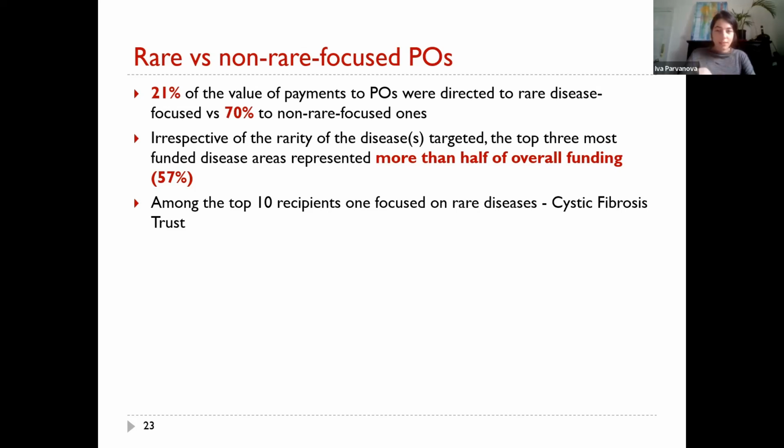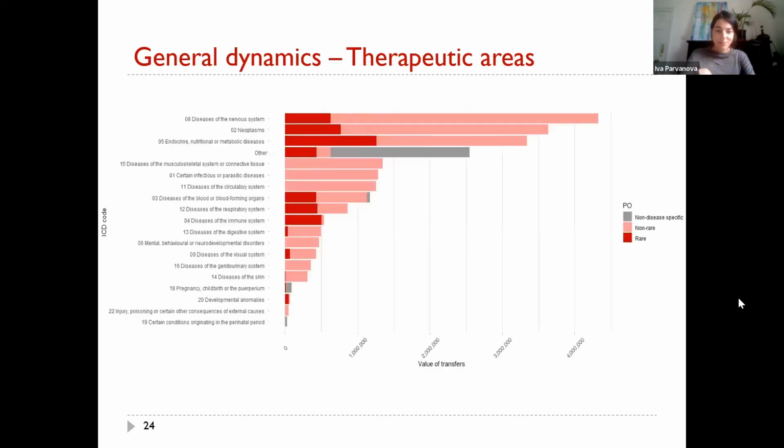What we found, and this is illustrated very well in the next slide, when we looked at specific disease areas, is that irrespective of the rarity of the disease, the top 3 most funded disease areas, which in this case are the diseases of the nervous system, neoplasms, and endocrine, nutritional, and metabolic diseases, make up more than half of all industry funding. So they received a combined 57% of all payments sent to patient organizations. And out of these 3, the endocrine, nutritional, and metabolic diseases group has the highest share of rare patient organizations, which we link to this ICD. They also received the highest share of money for rare.